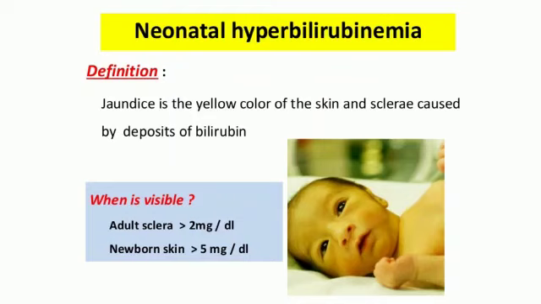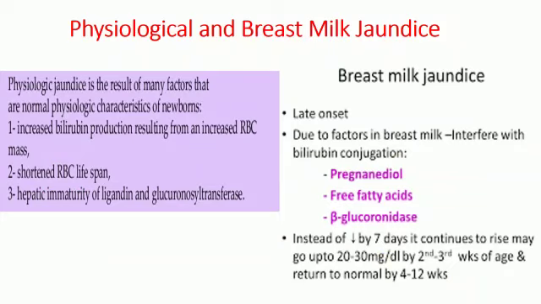Now this is neonatal hyperbilirubinemia, which we just discussed, wherein the yellowish color is deposited in the skin and sclera. In the newborn, the bilirubin is more than 5 milligrams per deciliter. Physiological jaundice is the result of many factors that are normal physiological characteristics of newborns: increased bilirubin production resulting from increased RBC mass, shortened RBC lifespan, and hepatic immaturity of ligandin and glucuronyl transferase.